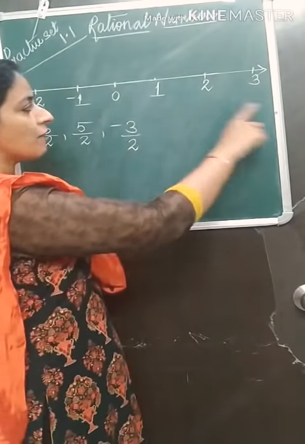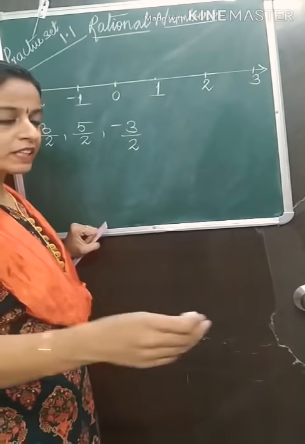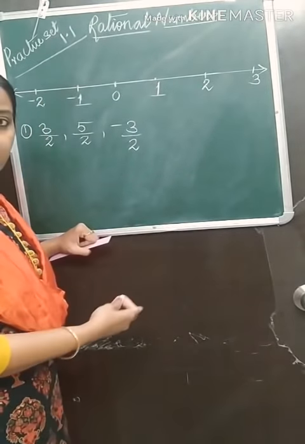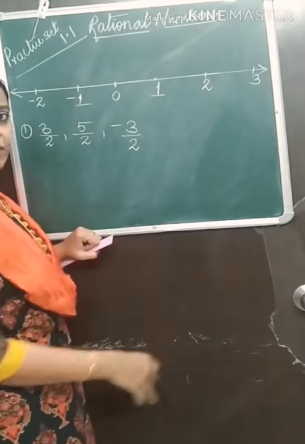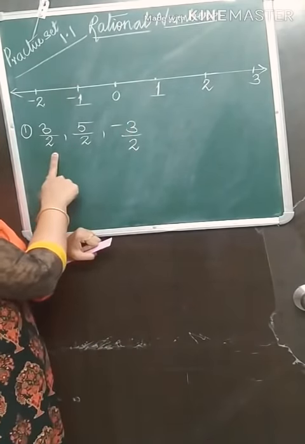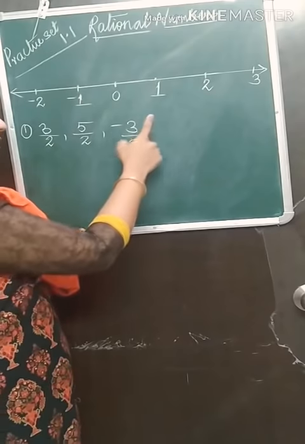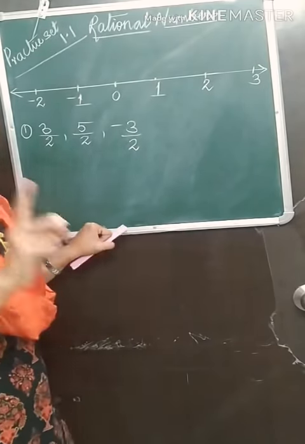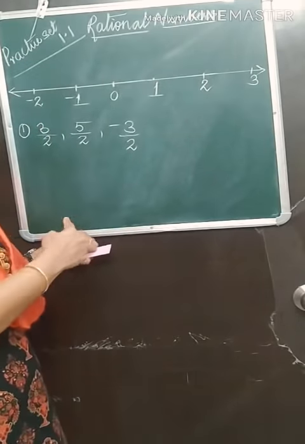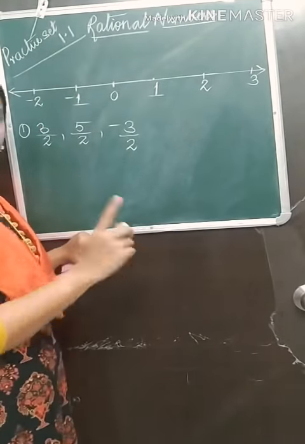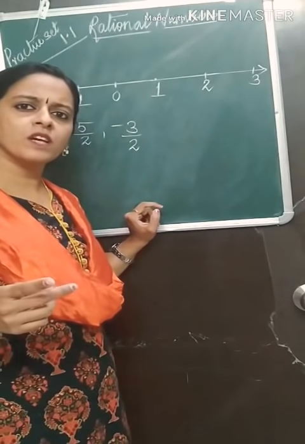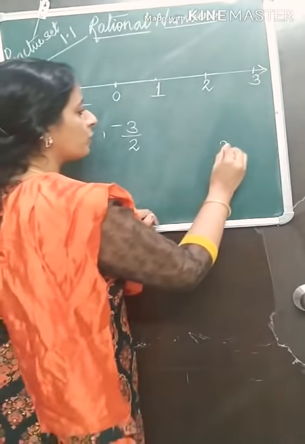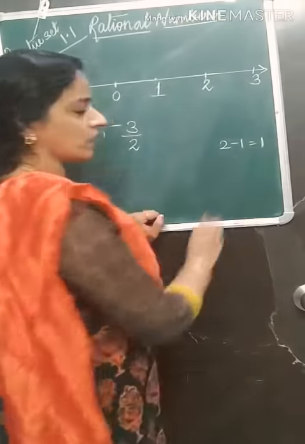After plotting the points, now look at the question. What are the rational numbers that we have to show on this number line? 3 upon 2, 5 upon 2, minus 3 upon 2. Now you have to look at the denominator. What is the first step? Look at the denominator. What is the denominator? 2. 2 minus 1 is equal to 1.